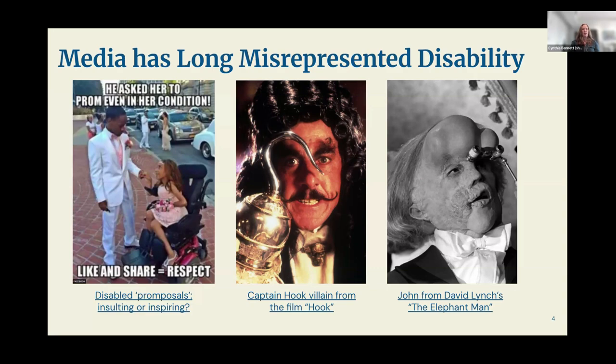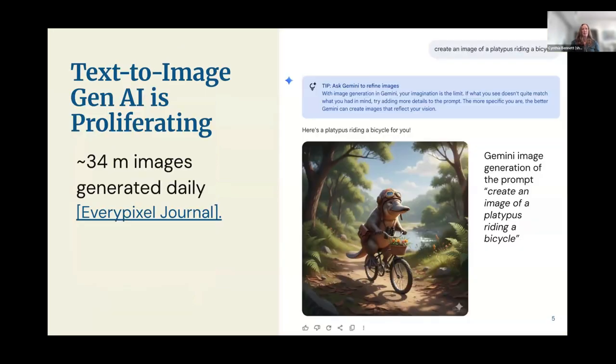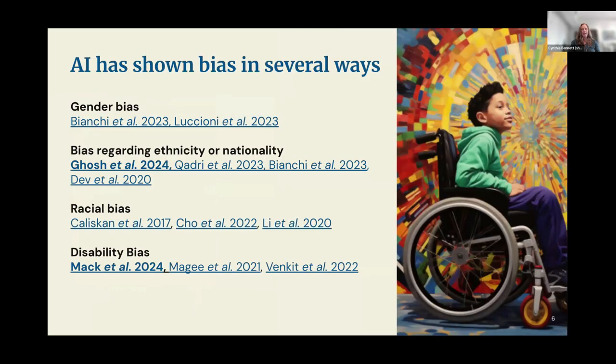Next slide. Text-to-image AI is proliferating. About 34 million images are generated per day, meaning there's a whole exploding class of representation and disability and health that we need to be looking into. Next slide. And as we know, AI displays bias. Here's just a small smattering of papers that show gender, ethnicity, nationality, racism, and disability-related bias. And so we build on this work.